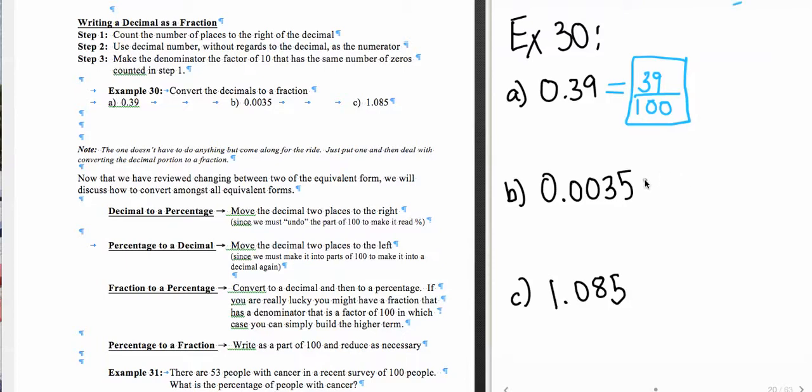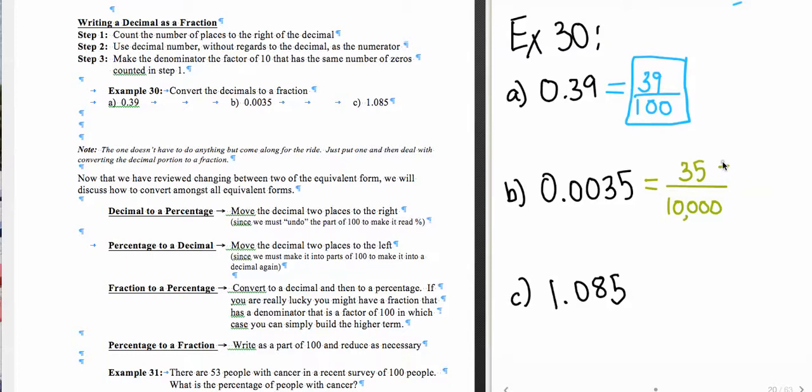The next one here, we see we have 35, and then we have 1, 2, 3, 4 places in the decimals, so we have 4 zeros in our factor of 10, or tenths, hundredths, thousandths, 10,000ths, and you see that right there, right? This is 35 10,000ths.